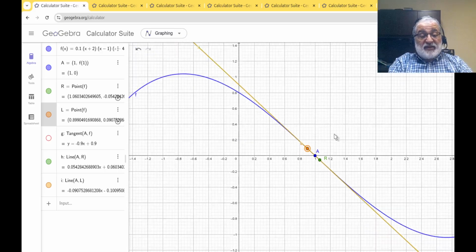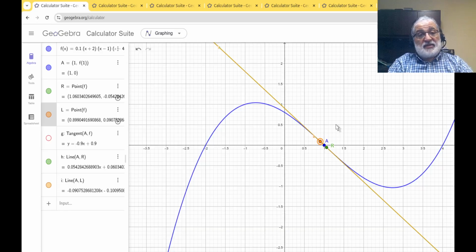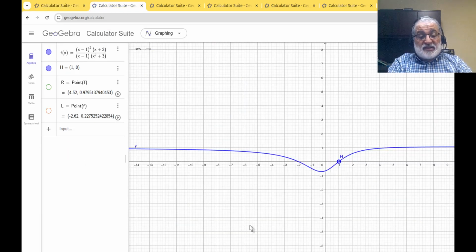So graphically speaking, that's how we get the derivative. And in this case, the derivative does exist. But the derivative doesn't really always exist. Why? Let's see why.